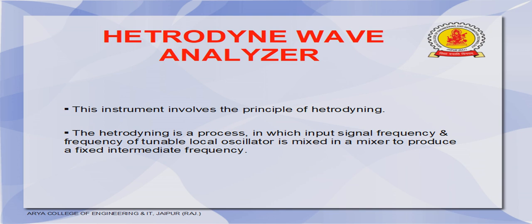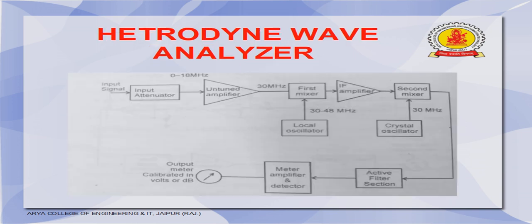Now we can see the block diagram of the heterodyne wave analyzer, showing how this wave analyzer actually works. In the block diagram, we can see different blocks. First is the input attenuator, then the untuned amplifier, first mixer, IF amplifier, second mixer, crystal oscillator, local oscillator, an active filter section, and a meter amplifier and detector section. These are the different blocks of the heterodyne wave analyzer.